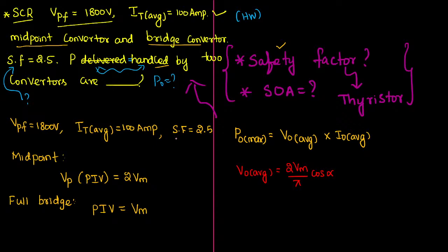They have given one key point. One is the safety factor, another one is the maximum peak forward voltage that can be dropped across the thyristor. That is what they have given, right?